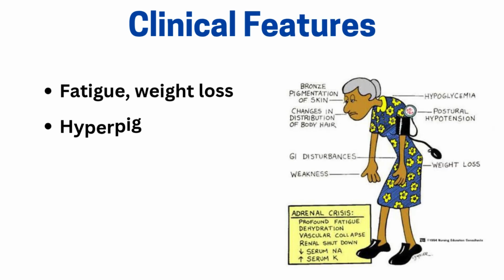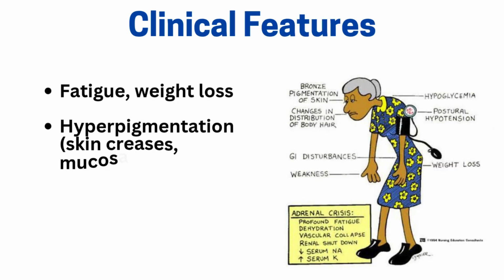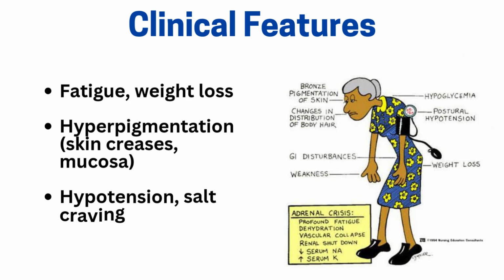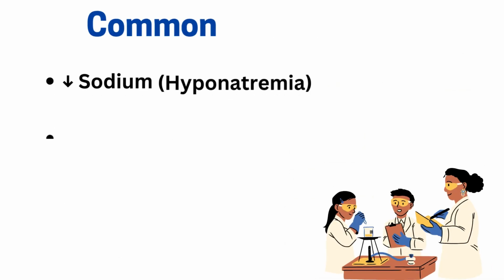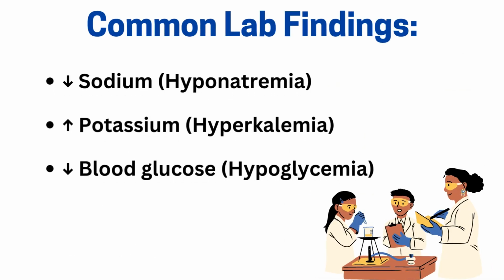Patients may present with fatigue, weight loss, hyperpigmentation, hypotension, salt craving, nausea, vomiting, and hypoglycemia. Hyperpigmentation is due to increased ACTH stimulating melanocytes. Lab findings in Addison's disease are hyponatremia, hyperkalemia, and hypoglycemia.